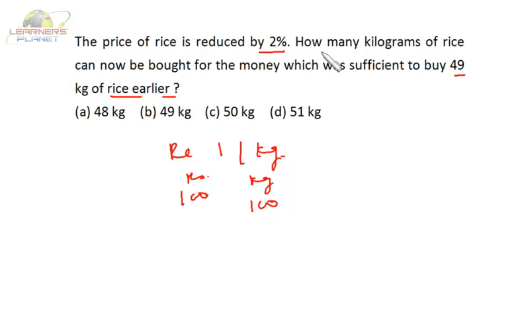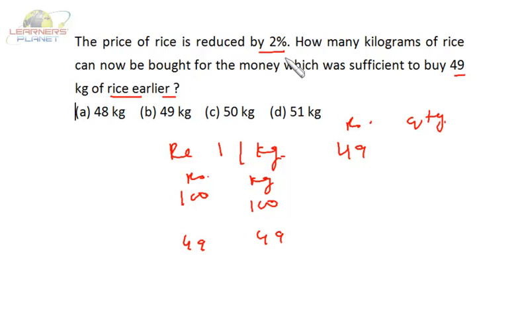So here we have been given: how many kilograms of rice can now be bought for the money which was sufficient to buy 49 kilogram rice earlier. So initially 49 kilogram rice we must be buying for 49 rupees since the price is 1 rupee per kilo. Okay, that means now we are having 49 rupees with us. That means we have to find out the quantity of rice which can be bought for 49 rupees. So rupees and quantity.